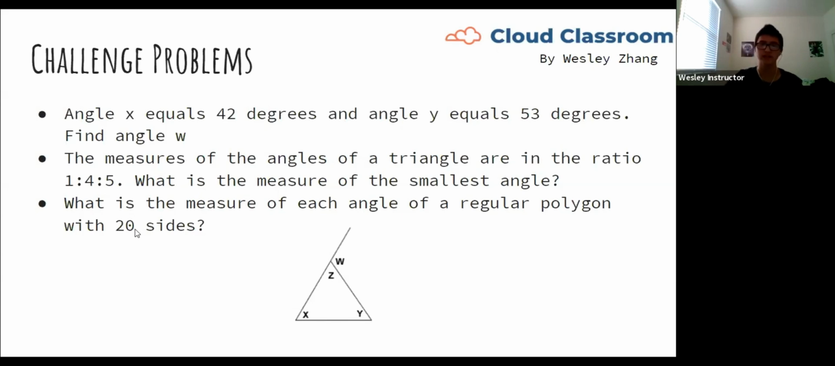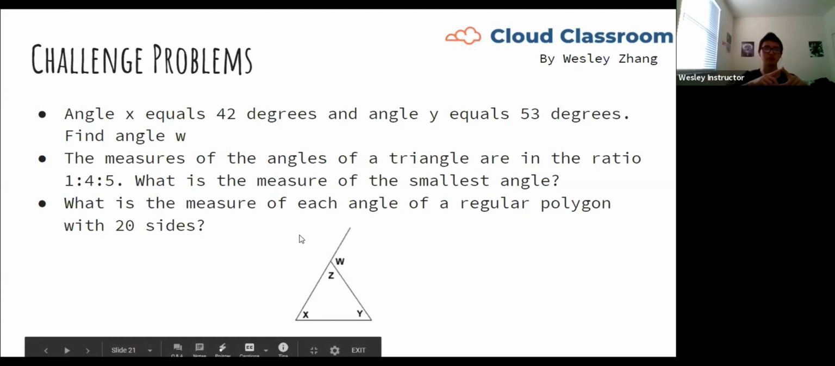And it says it is a regular polygon, so all of the interior angles are equal. So it is 3,240 divided by 20, which is also the number of angles. 3,240 divided by 20 is 162. So each interior angle is 162 degrees.